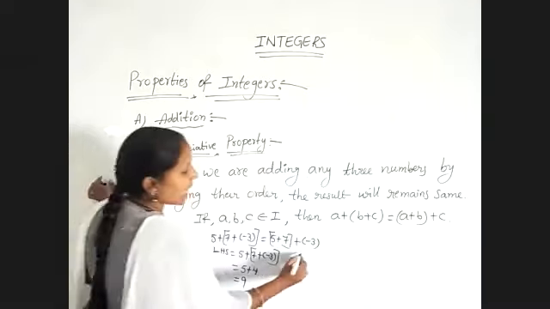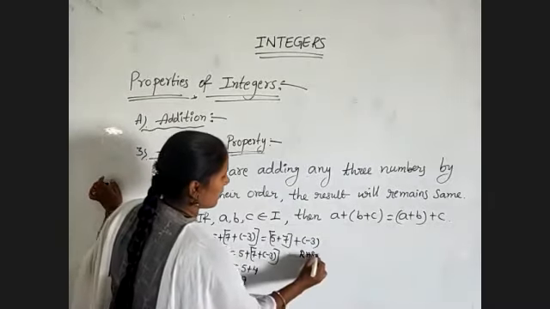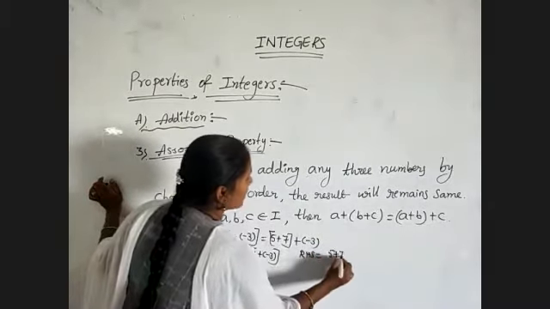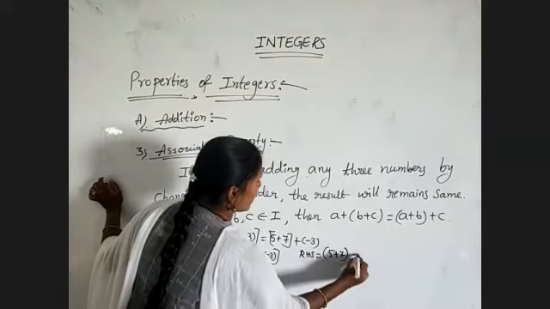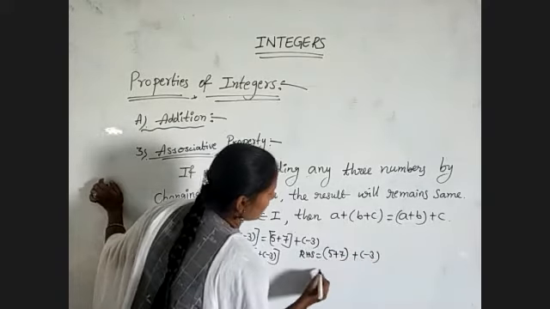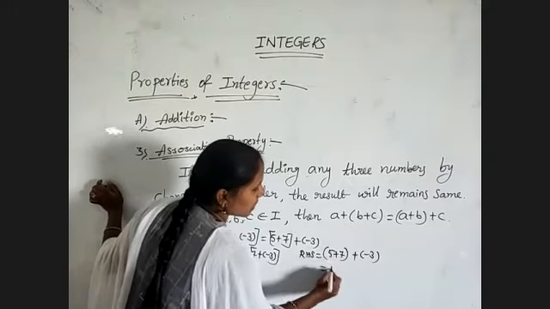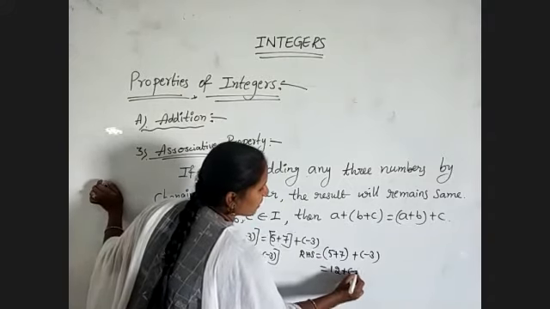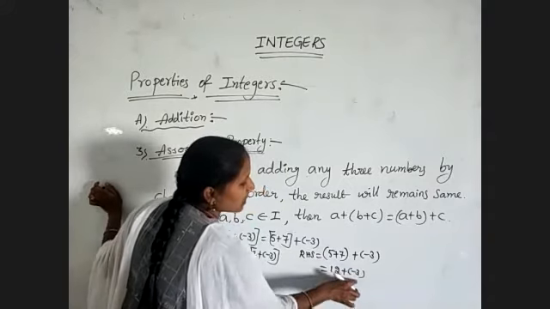Then coming to RHS, 5 plus 7 plus of minus 3, which is equal to 5 plus 7 is equal to 12. 12 plus of minus 3. So one is positive, one is negative.